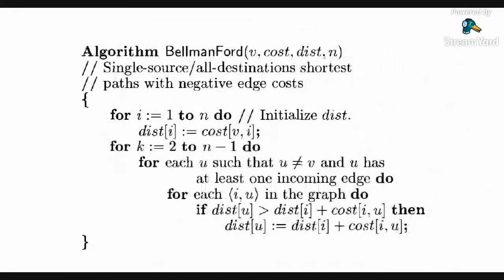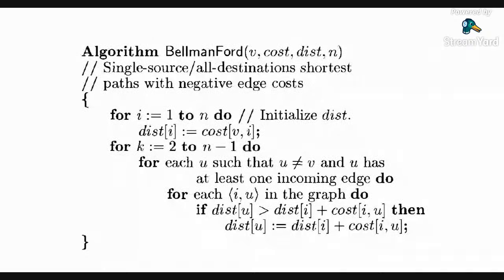Okay, now here you can note that this is the first part of the algorithm. It is taking four parameters as input. V is nothing but the source vertex. Cost is the cost adjacency matrix. Dist is that array. And what is the size of this dist vector? The size is nothing but the number of vertices, in which dist of I is equal to cost of V, I, or we can say the shortest path from vertex V to vertex I. N is the number of vertices.